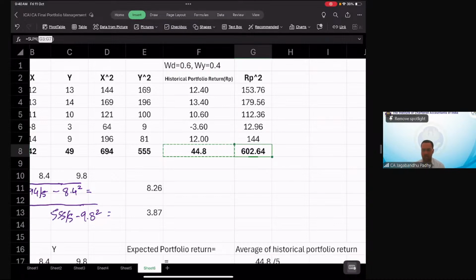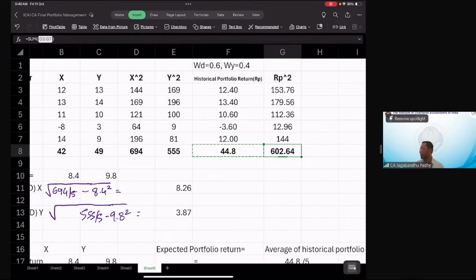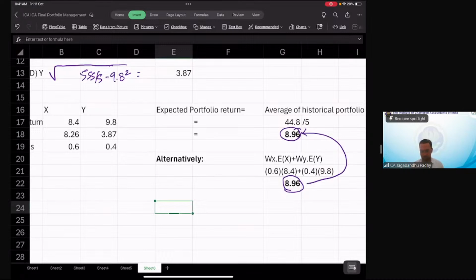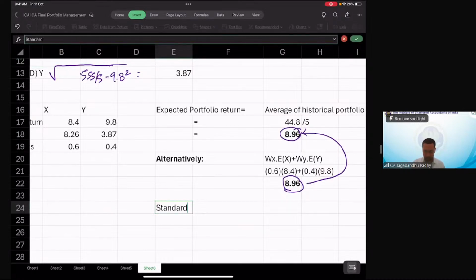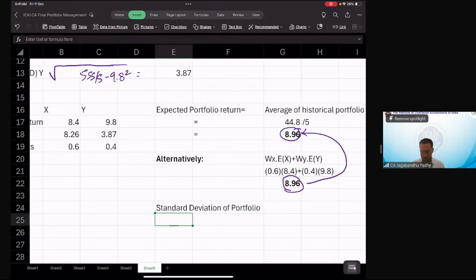Now I give you the task, guys. Please calculate the standard deviation using the formula. 6.34, sir. 6.34. Standard deviation of the portfolio.